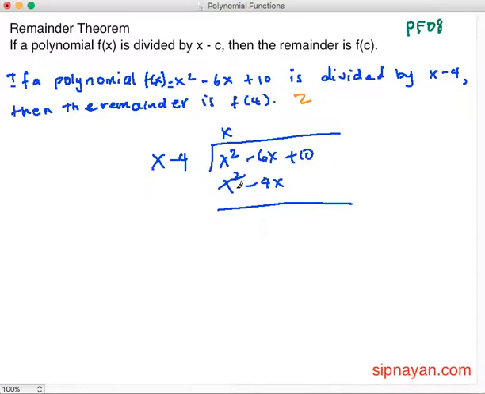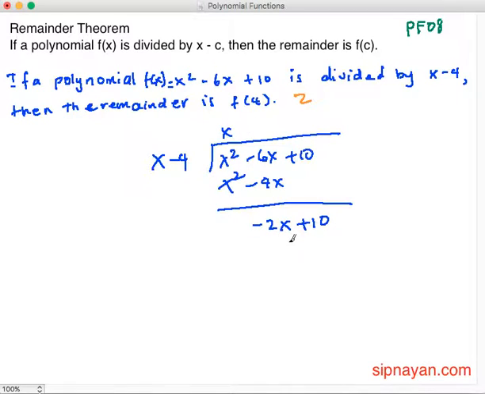So, i-minus natin. X squared minus x squared is 0. Negative 6 minus negative 4 is negative 2, di ba? Negative 2x plus 10. No, bring down natin. By the way, kung hindi alam tong manual division, tignan nyo yung series natin on division of polynomials. Hindi ko na siya ma-explain dito, masyado nang mahaba yung video.